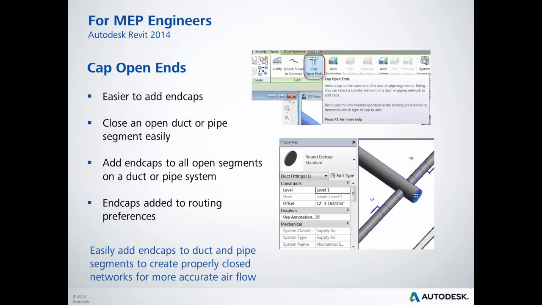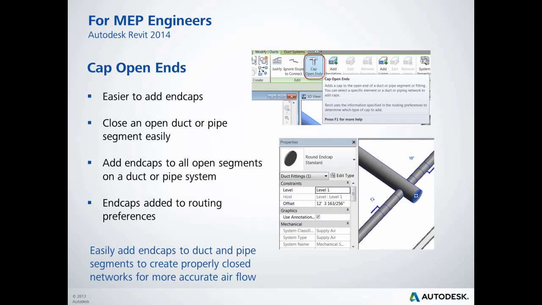In Revit 2014, you can now model more efficiently by adding caps on open ends of pipe and duct more quickly and easily. Add end caps to duct and pipe routing preferences to automatically add end caps to any open segments of the system. You can choose to select individual or groups of pipe and duct content and then use the ribbon button, Cap Open Ends, to add end caps to all open ends of the selected content.